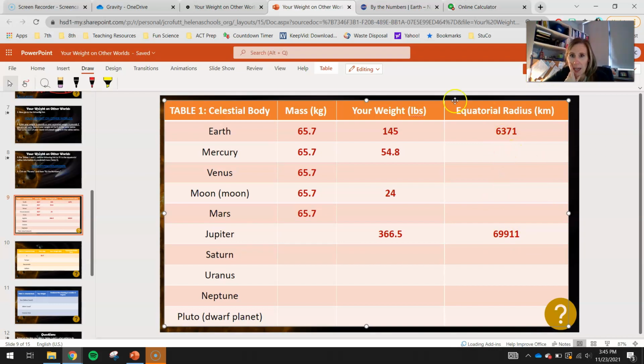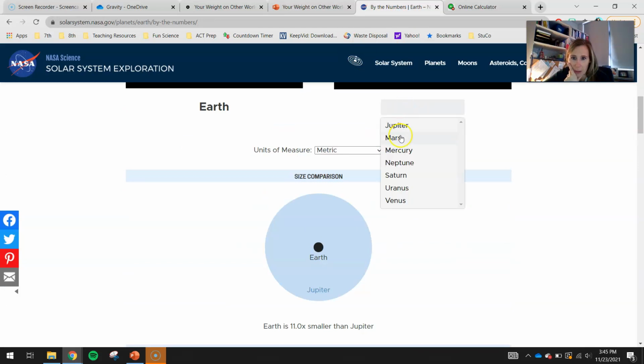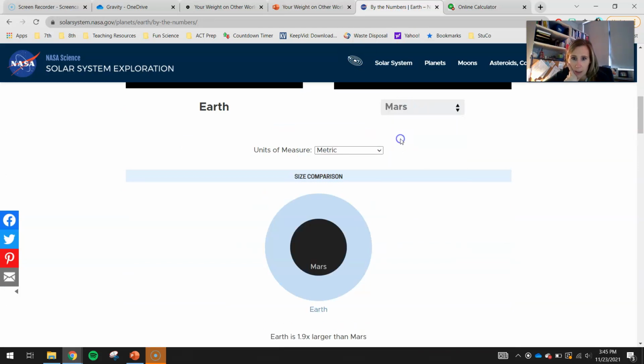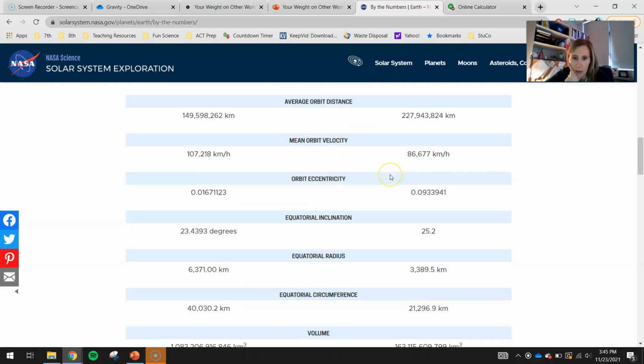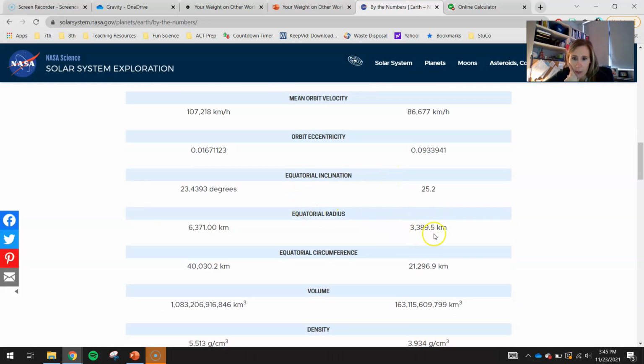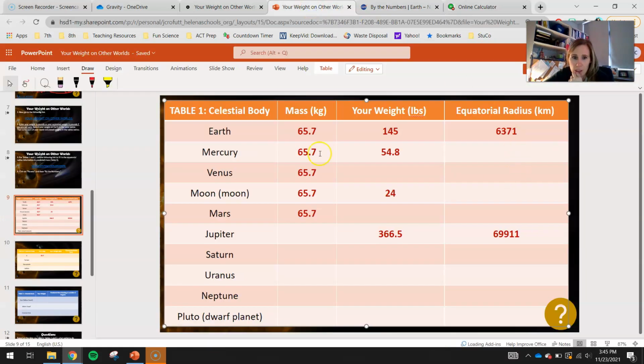So you guys don't have to go back to the main screen. You can just go up here and navigate through and say, all right, I want to go to Mars. Okay, it'll show you Mars is smaller than Earth. So let's go to the equatorial radius. You can see it's 3,389.5. So Mars, 3,389.5. Okay, so you guys can go ahead and finish filling out this data for your equatorial radius.